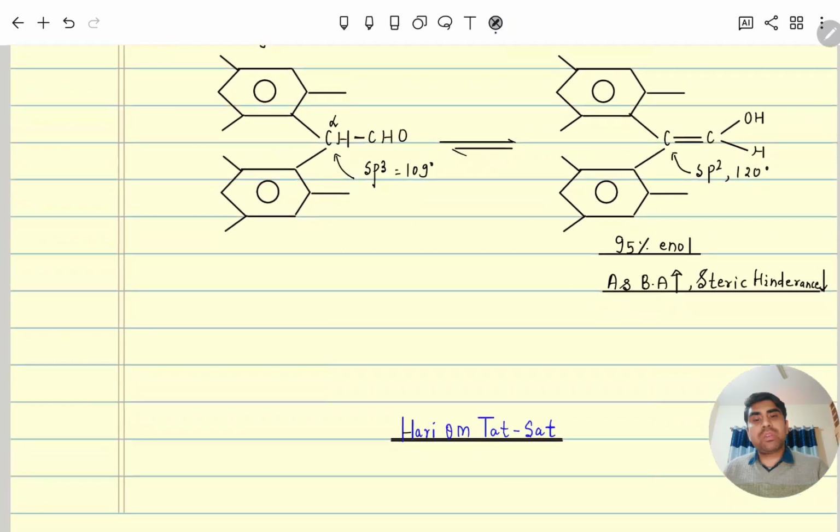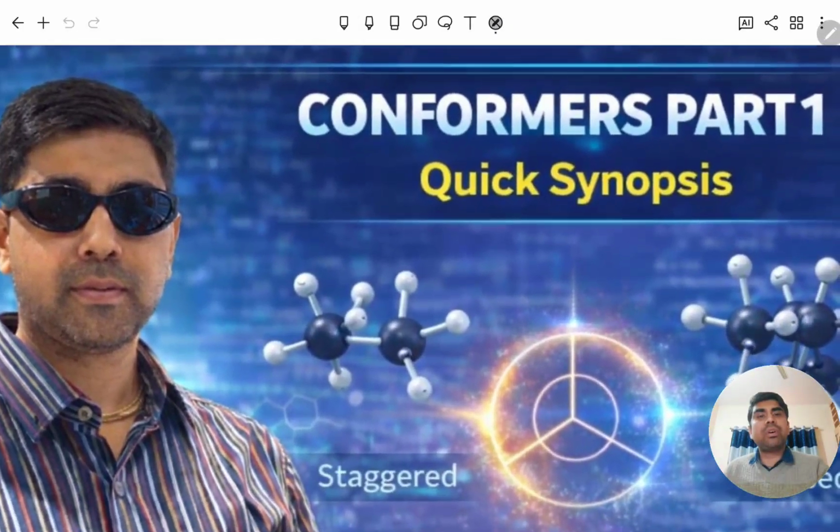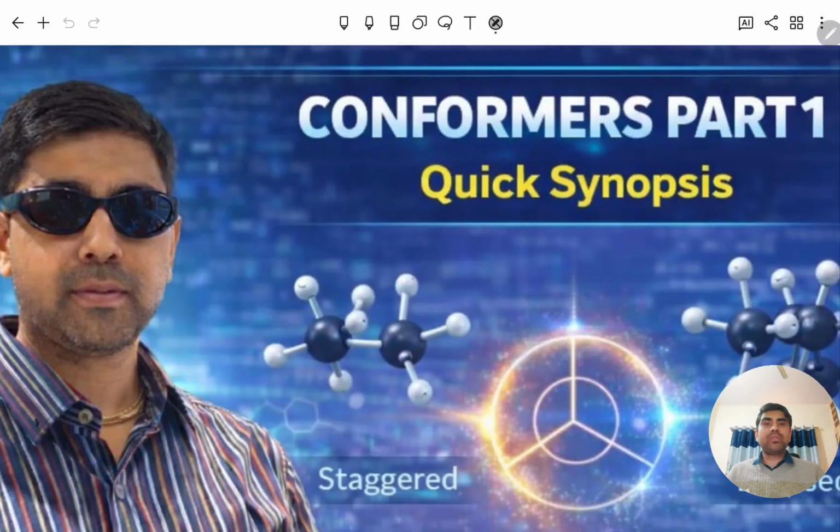Now after this we will start the second part of this, conformers. In conformers we will discuss when molecules rotate around a single bond or when ring flips are happening, due to that also their position will change, that we will discuss in conformers.